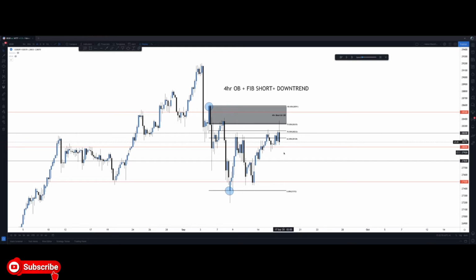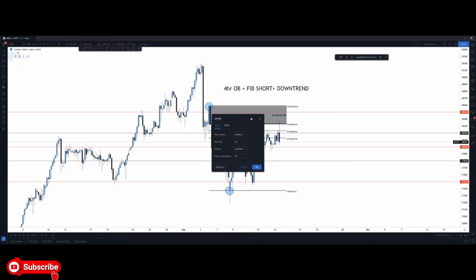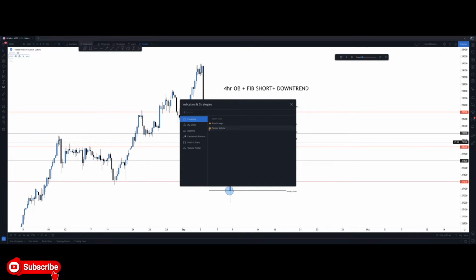And our last confirmation we would use is the volume profile. If you don't know what the volume profile is, it's basically just showing you where most of the volume is in a given area. So say over here, this volume profile that I have here, this is if you go to indicators, go to volume profile, is it the session? Yes, the session volume. That's what this is.